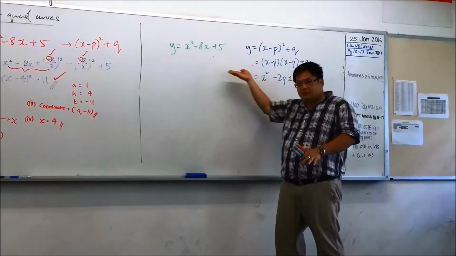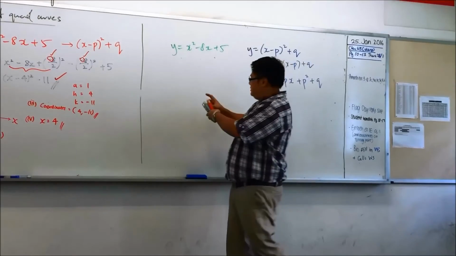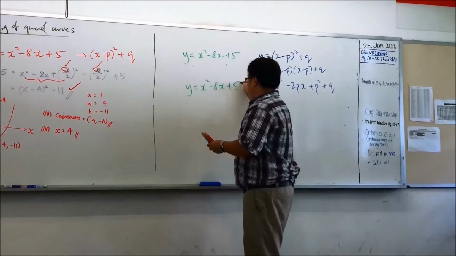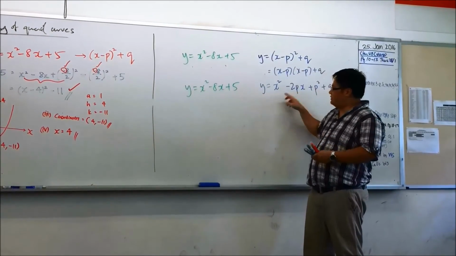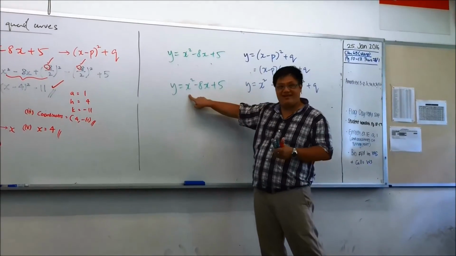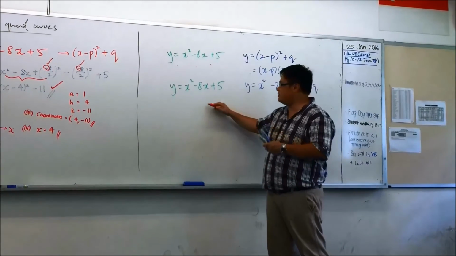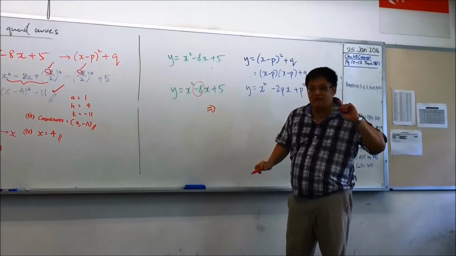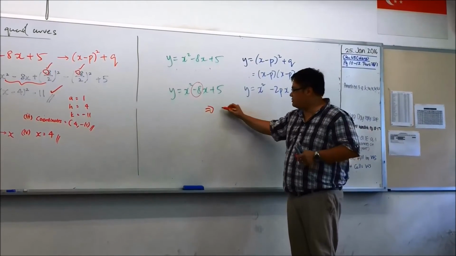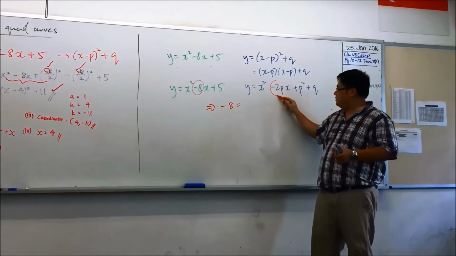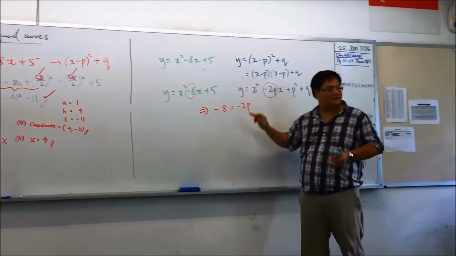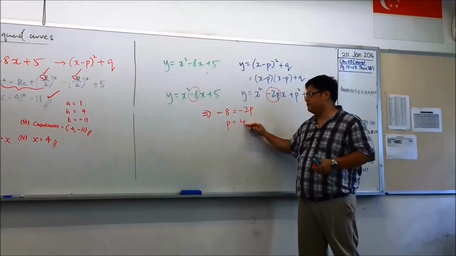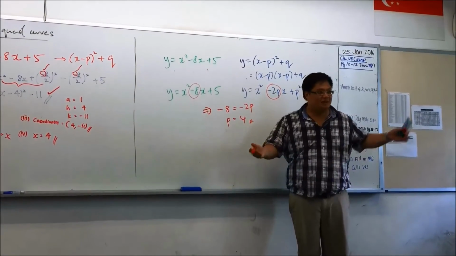If I put them side by side, this is y equals x squared minus 8x plus 5. This is y, this is also y. This is x squared, this is x squared. So what does that tell you? Look at the coefficient of x. What's the coefficient of x, girls? Is it negative 8 or positive 8? Negative 8. It tells you that negative 8 must be equal to negative 2p. Are we cool with that? So this tells you that p must be 4. Is this easy? Can we do this?